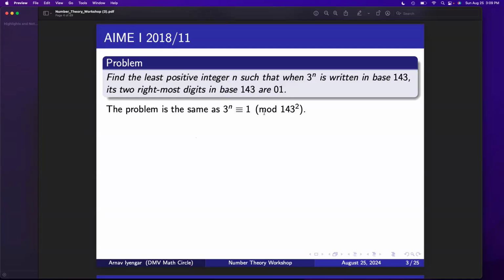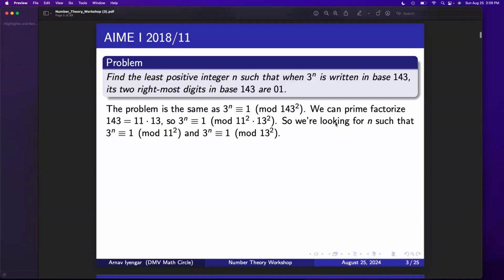Now what you want to do is you should prime factorize 143 as 11 times 13, which all of you should know. Yes, that is true, you do want to order, but we're going to go over how you're supposed to find that. So you have 3 to the n is 1 mod 11 squared times 13 squared. So basically any n where 3 to the n is 1 mod 11 squared and 1 mod 13 squared will satisfy the condition, which is basically what we're trying to look for.